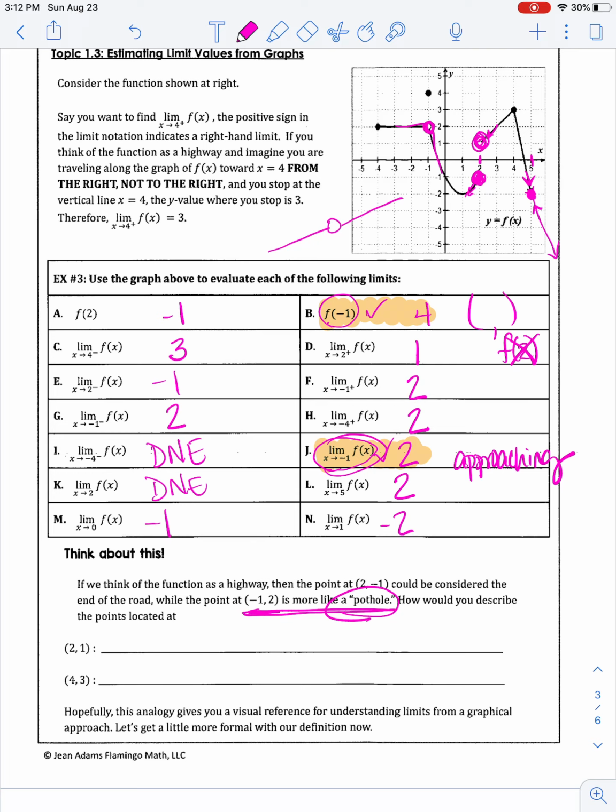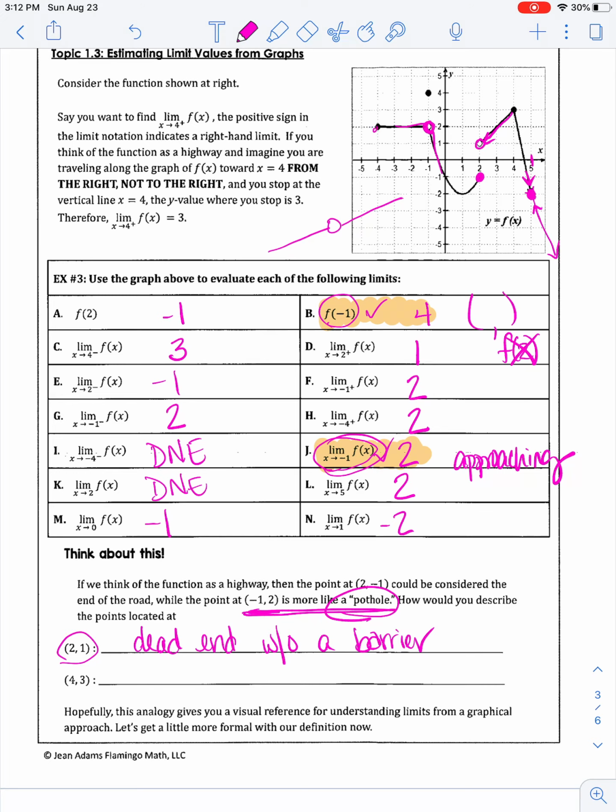This one, which is this guy, isn't a pothole. It's like a dead end. So the point 2, 1, that's this one up here, is a dead end because the road does not continue going on the other side. It's a dead end, but without a barrier, because technically this line can get closer and closer to that hole and never get there.